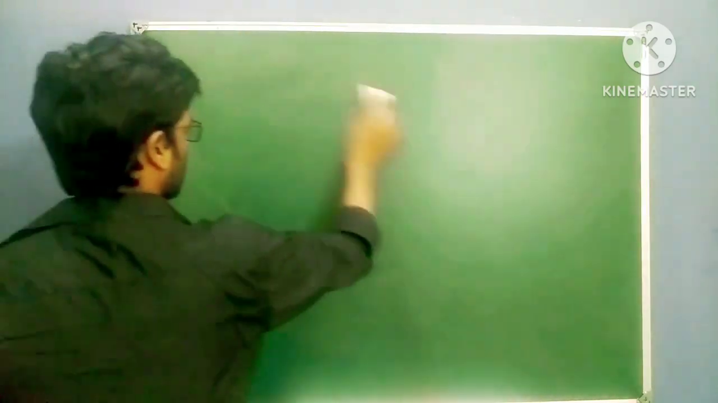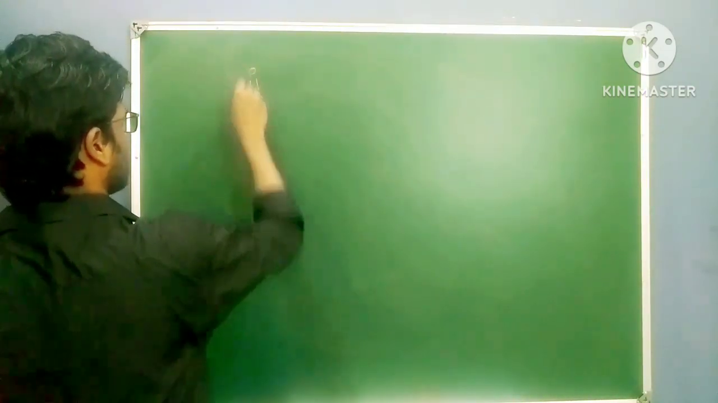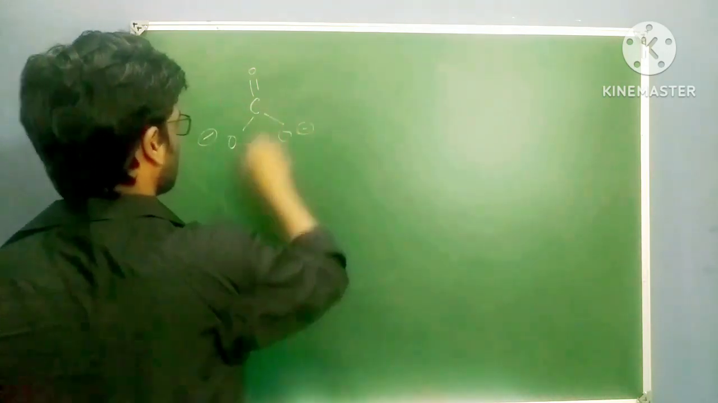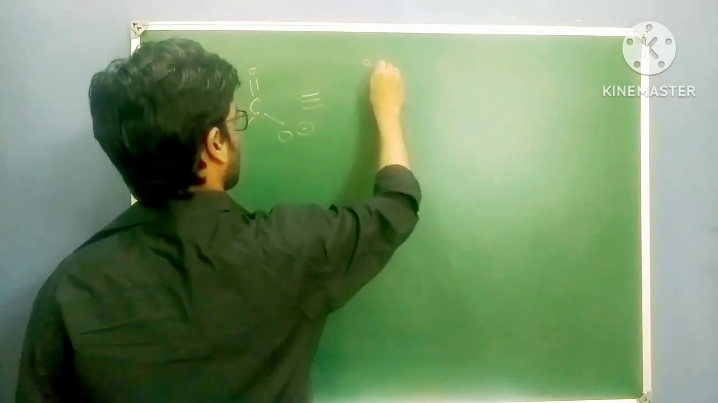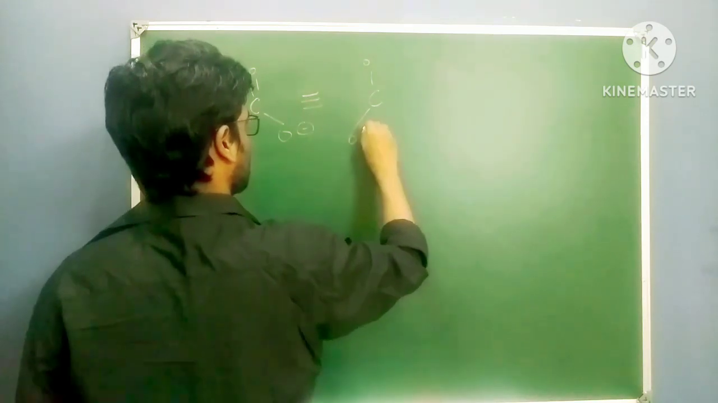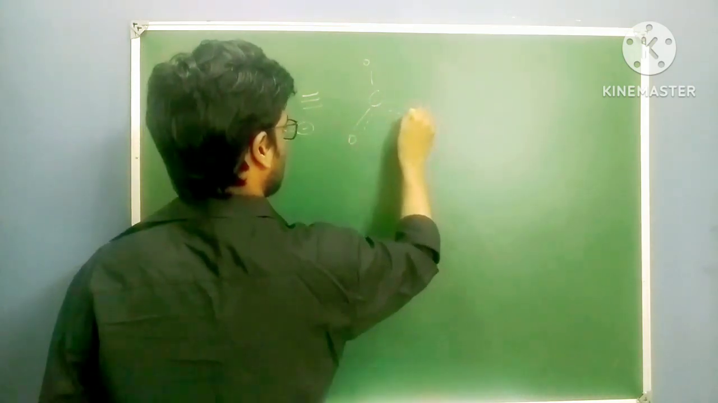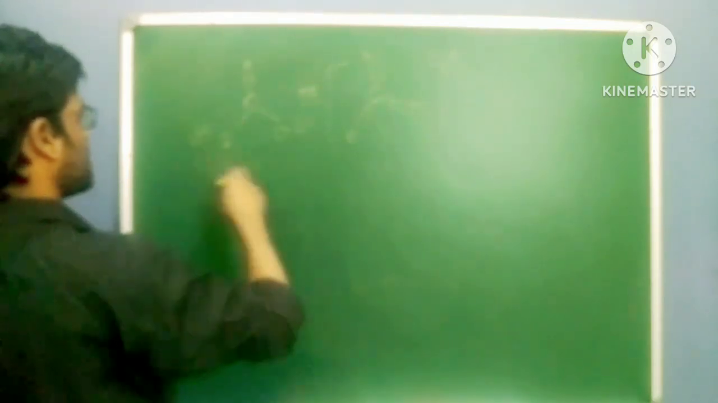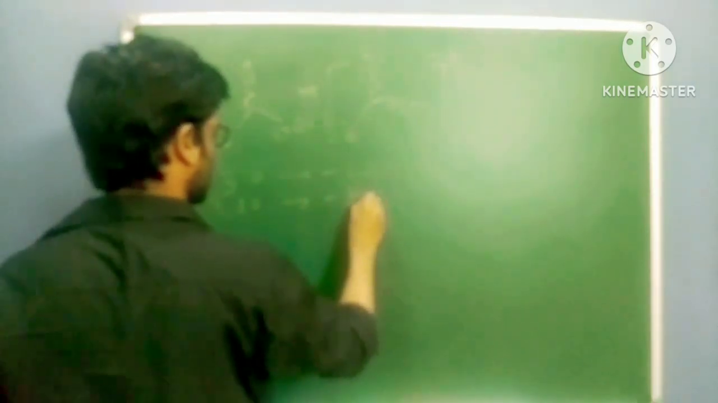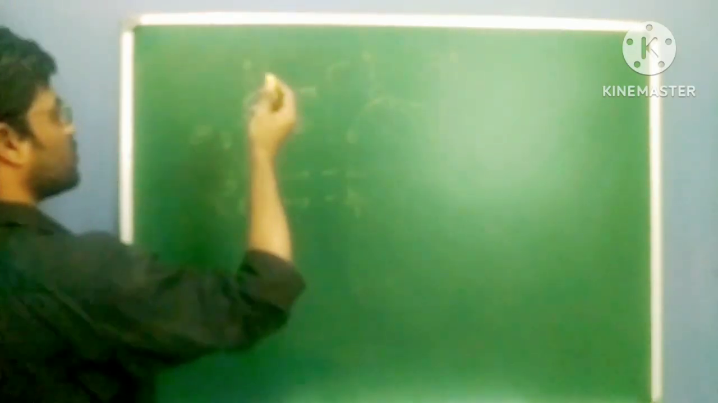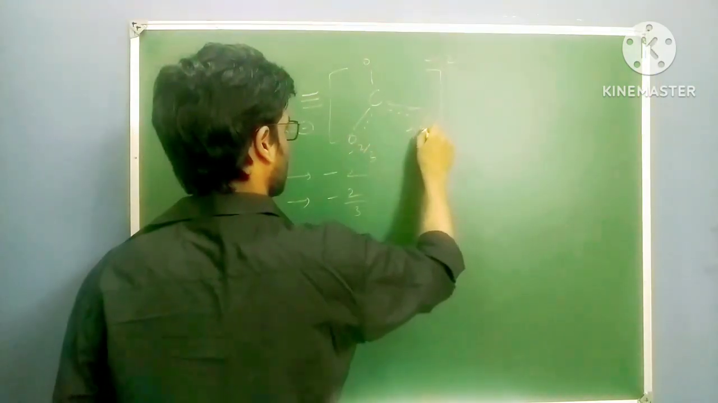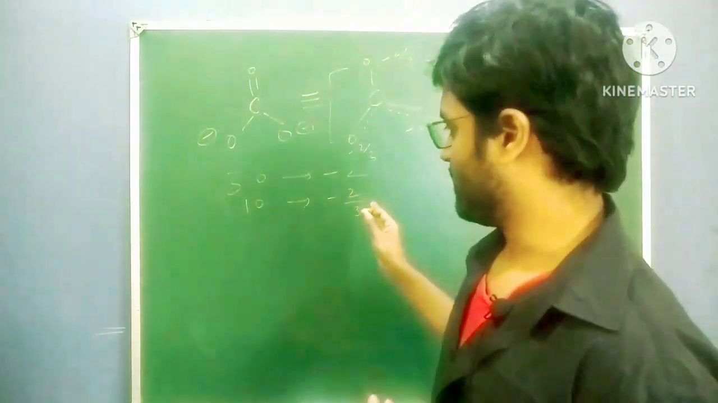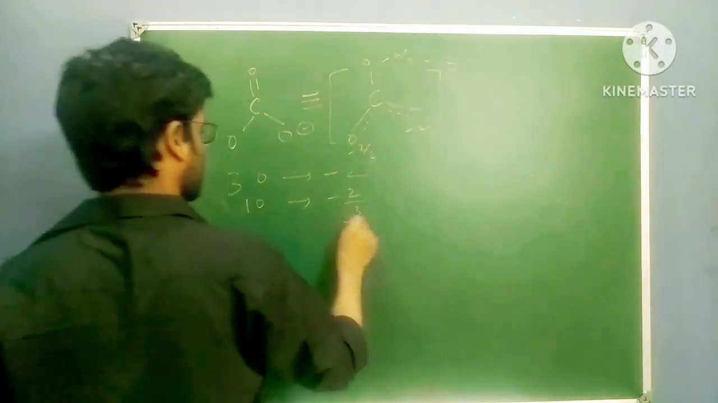You have to calculate it in a very proper way. I will tell you. For suppose you have CO3 2 minus. Because of conjugation, the hybrid structure is like this. So I'm writing the hybrid structure. That means here three oxygens share the minus 2 charge, so every oxygen contains minus 2 by 3 charge. Here minus 2 by 3, here minus 2 by 3, here minus 2 by 3. You have to calculate the charge like this.